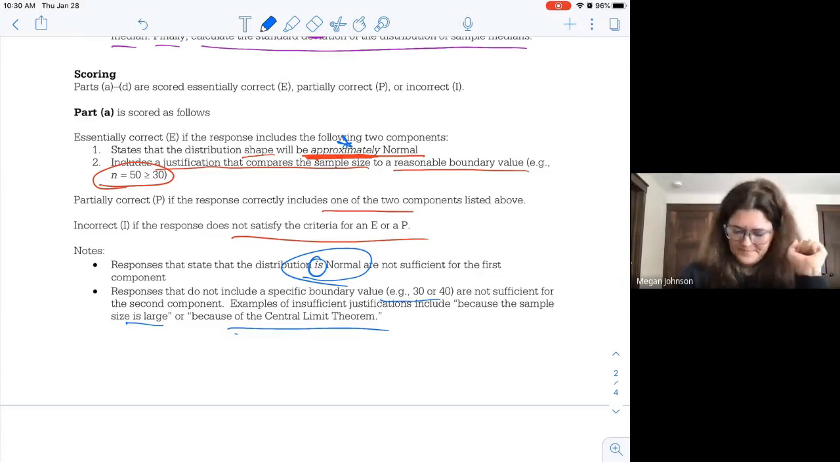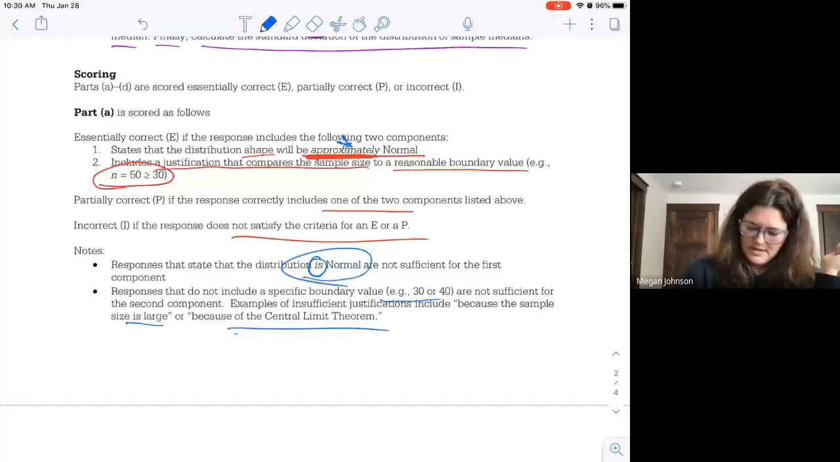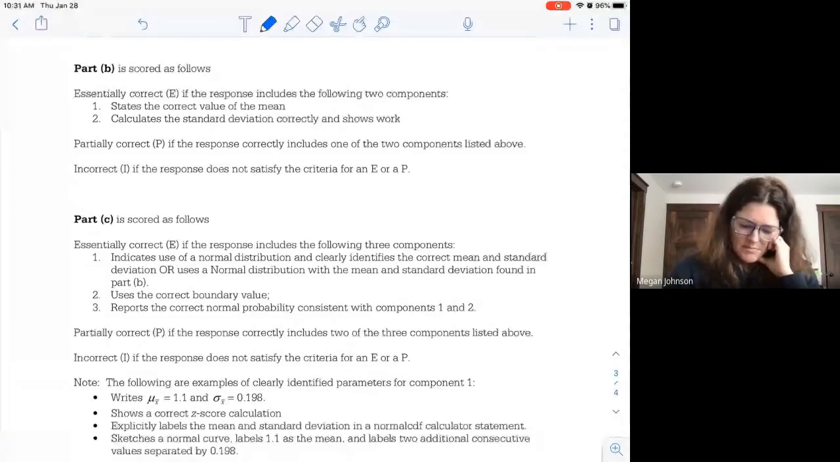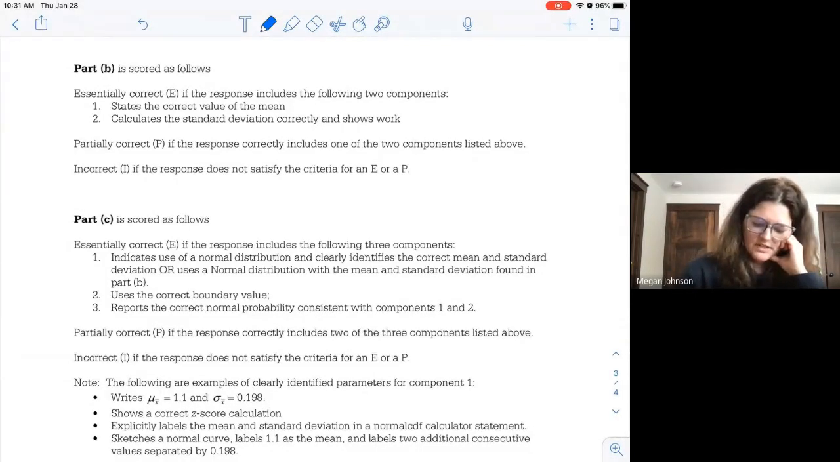Okay. Good deal. Moving on. All right. Part B. Part B is essentially correct if you state the correct value of the mean and you calculate the standard deviation correctly and show work.